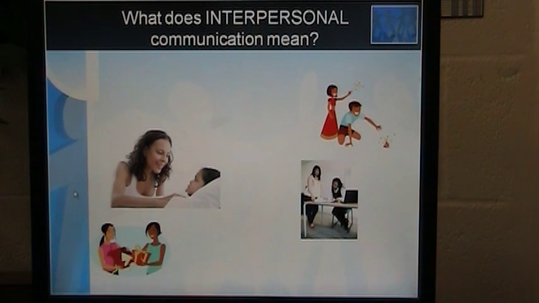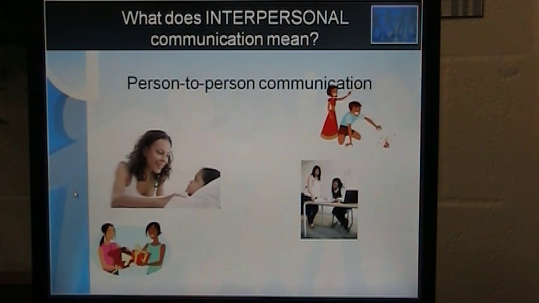We talked about this in Unit 1 when we discussed the different strands of the communication process. Interpersonal communication is a term that we use to refer to person-to-person communication. So basically, as you see in the photos on the slide, any interaction between two people, whether it be a mother and child, best friends, co-workers, family members, this is all person-to-person communication. It does not have to be in an intimate relationship or a social relationship or a professional relationship. It's just one person communicating with another person. Something that we do in our everyday lives.